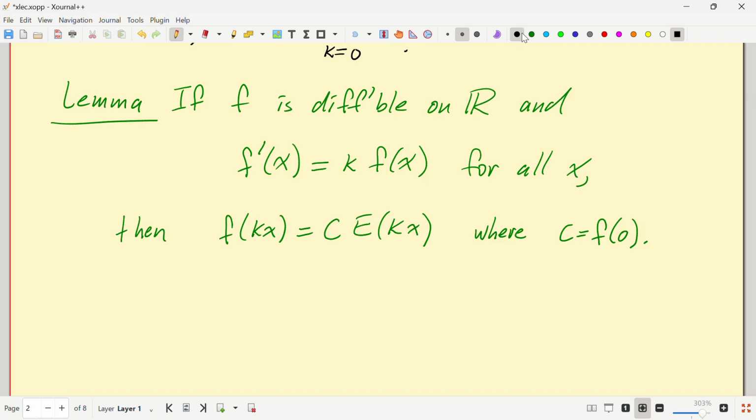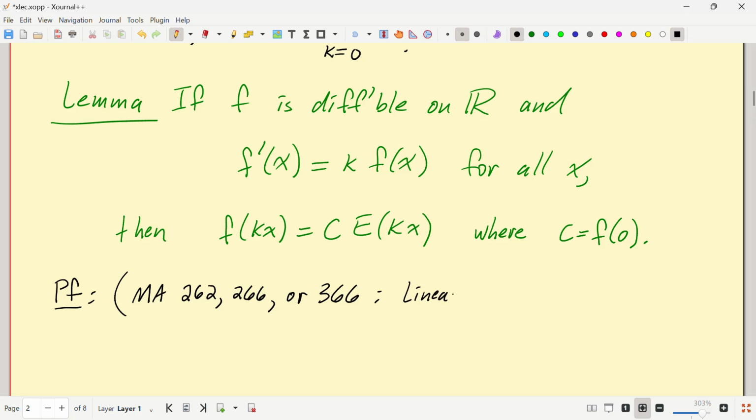Okay, the proof of this lemma is going to be a snap. It's going to be like math 262, 266, or wherever you had it, or maybe 366, when you talk about linear first order ODEs.